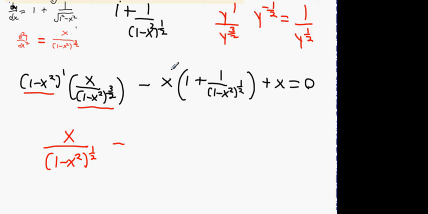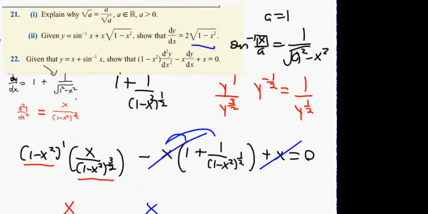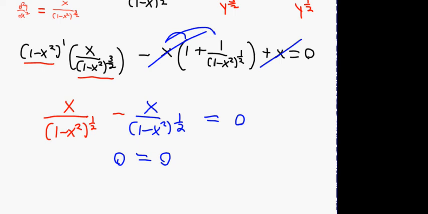Now, what I'm going to do here is that's going to turn into minus x, and that minus x cancels off with the plus x, doesn't it? So we don't even need to put it in, we can just cancel them off immediately. Now, this minus x then gets multiplied by this here, so it's going to be minus x over 1 minus x squared to the power of a half, and as you can see, they're both actually the same number. 0 equals 0, and that's proven. So that's us done there.